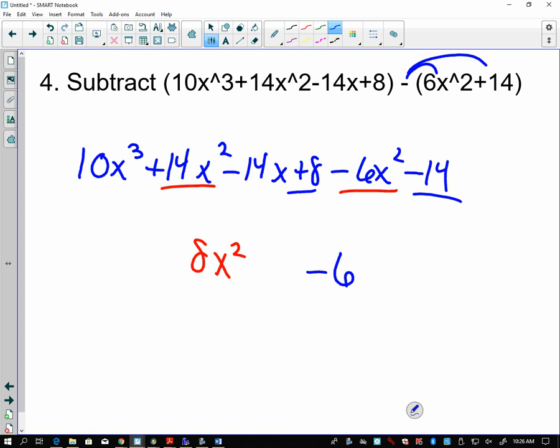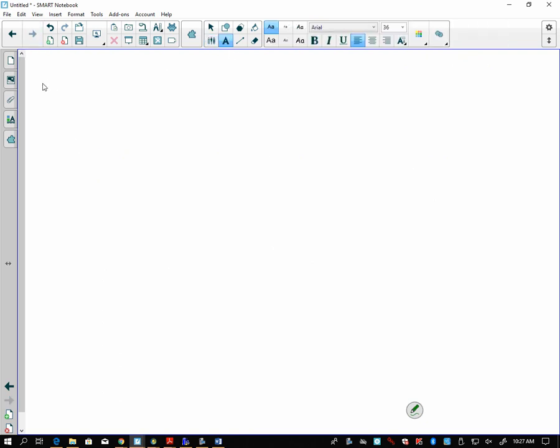Okay. Now for the rest of my terms. Bring down 10x cubed and negative 14x. Okay? And this is the order things need to be in. It needs to go cubed, squared, x, constant. Okay? We get that? Again, we don't have to factor anything out, right? We just distribute the negative, combine like terms. That's my answer. We're good there? Awesome. All right, let's look at number 5.